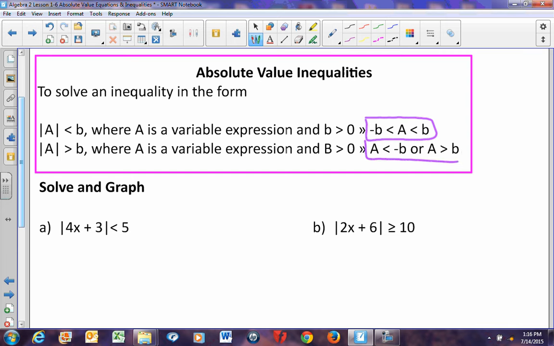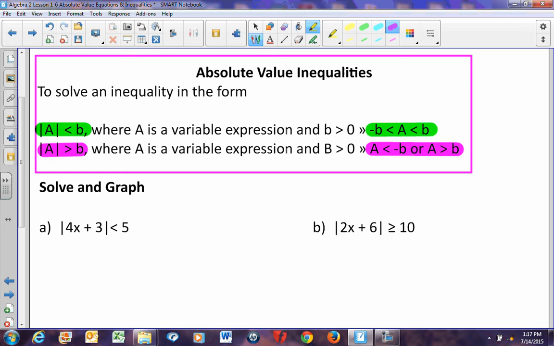This here, I'll highlight this here, this, and this. Okay? So actually, let's just do this. If it's absolute value of A is less than B, it solves that equation right there. A is greater than negative B, but at the same time, less than B. If you get absolute value of A is greater than B, you get A is less than negative B, or A is greater than B.